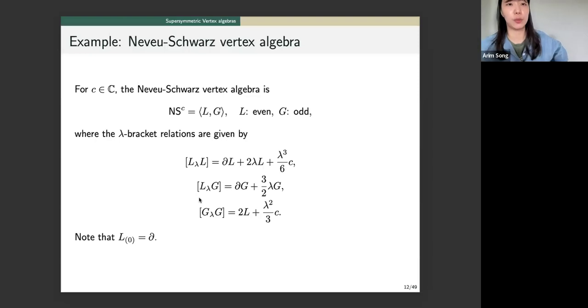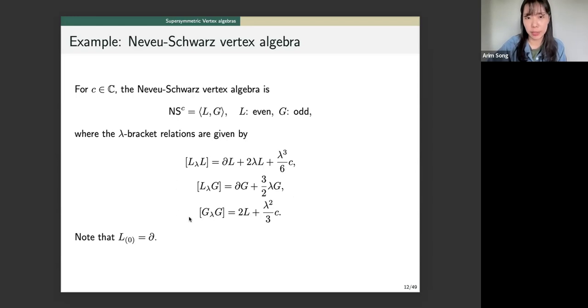So we'll see the first example of a supersymmetric vertex algebra, the simplest but the most important example, which is the Neveu-Schwarz vertex algebra. For a complex number c, the Neveu-Schwarz vertex algebra is a vertex algebra freely generated by two elements. One of them is L, even, and the other one is an odd element G. And the lambda bracket relations between them are given as follows. You can see from the first line that the lambda bracket between L and itself is equal to the Virasoro relation. And you can see from the second line that G is primary of conformal weight 3/2 with respect to this Virasoro element. And this L appears in the lambda bracket between G and itself.